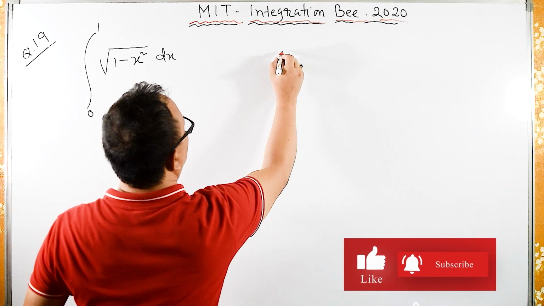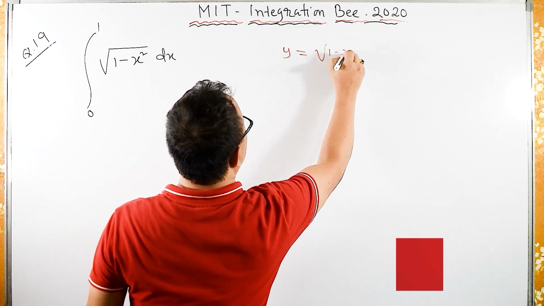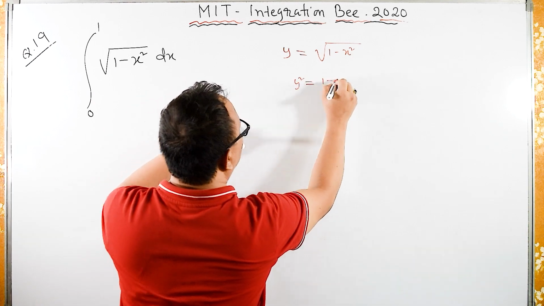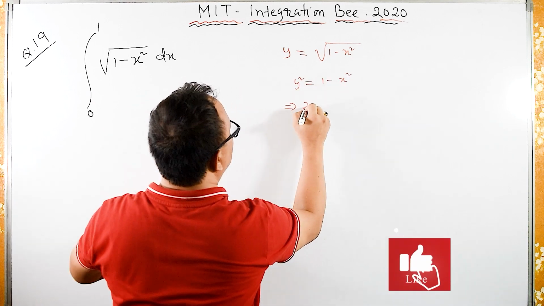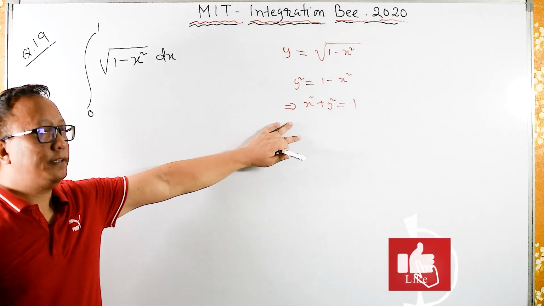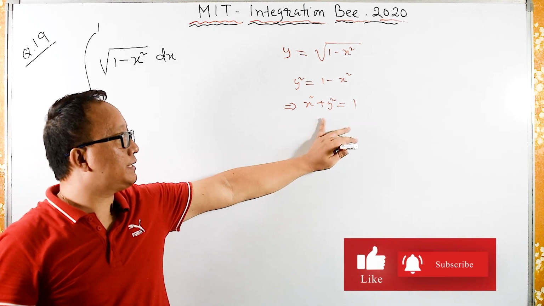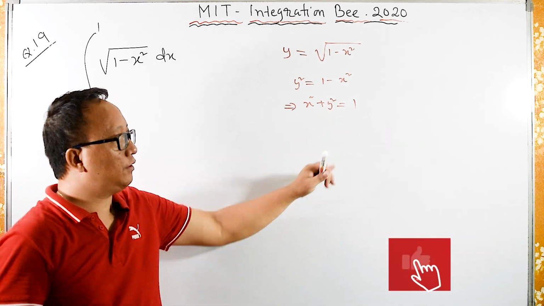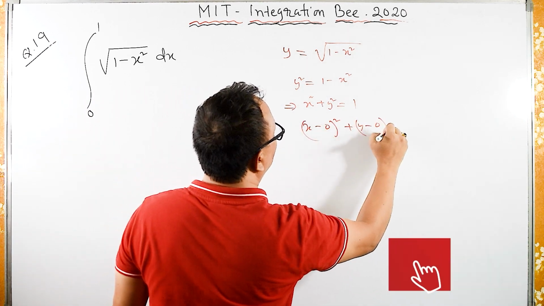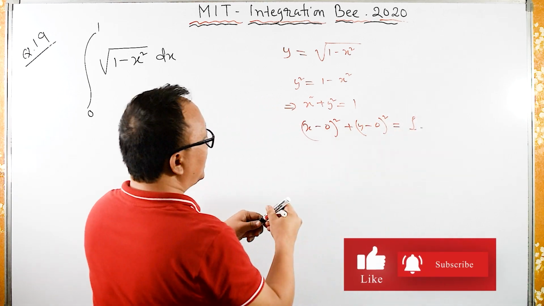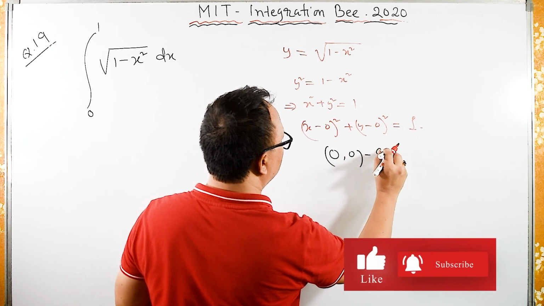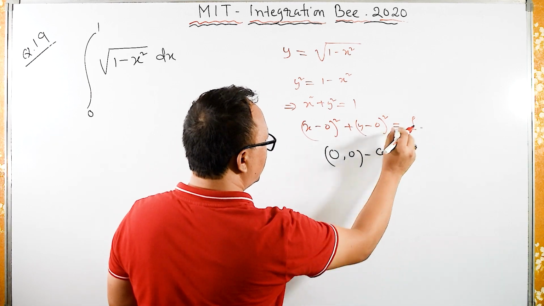If I consider y equals square root of 1 minus x square, now if I square both sides, what will I get? y square equals 1 minus x square, which implies x square plus y square equals 1. What is this? Remember, this is the equation of a circle having center 0, 0. Why? Because we have x minus 0 the whole square plus y minus 0 the whole square equals 1. Means center at 0, 0, and radius is 1.